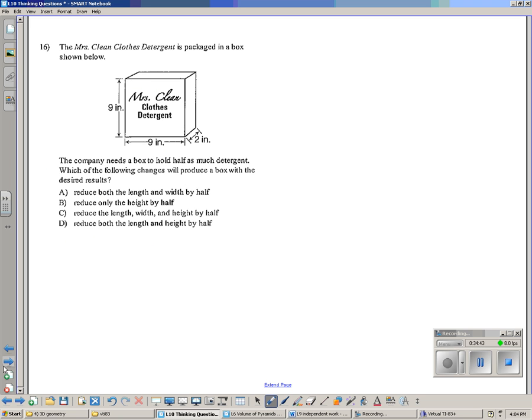All right. 16 says the Mrs. Clean clothes detergent is packed in a box, as shown below. The company needs the box to hold half as much detergent. Which of the following changes will produce a box with the desired results? So right now, Mrs. Clean holds 9 times 9 times 12. The volume is what it's holding. It's the space. So the volume is 9 times 9 times 12, which is 81 times 12.